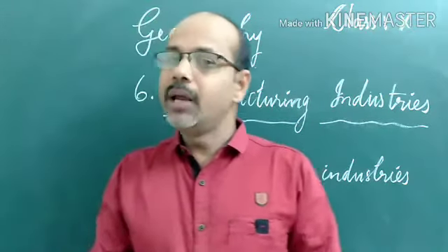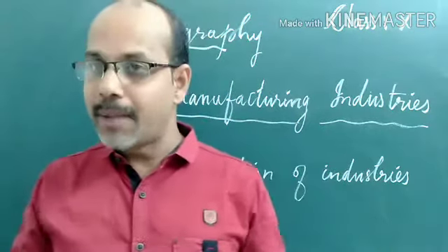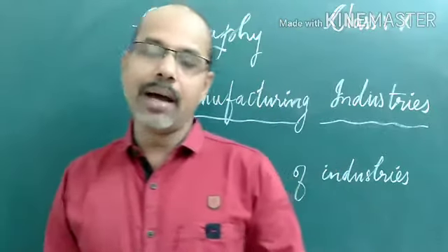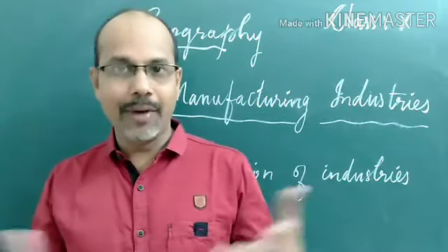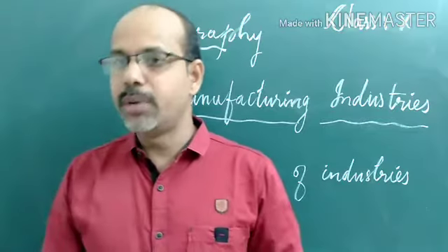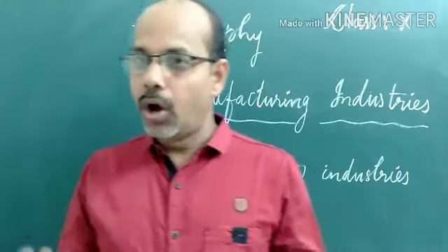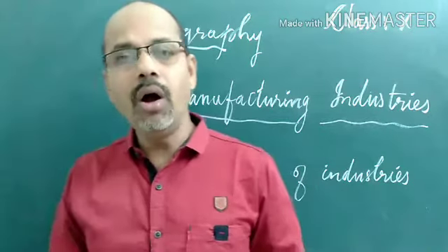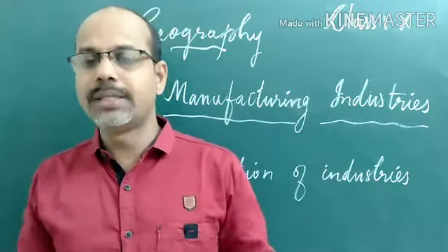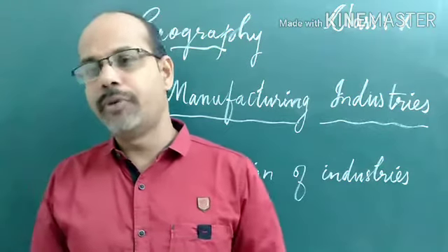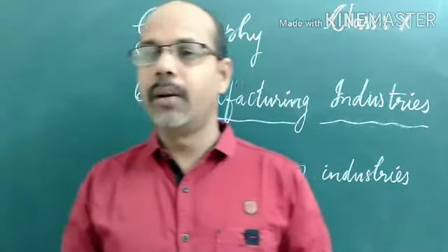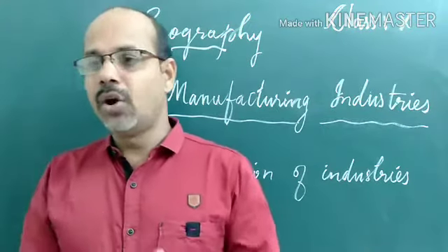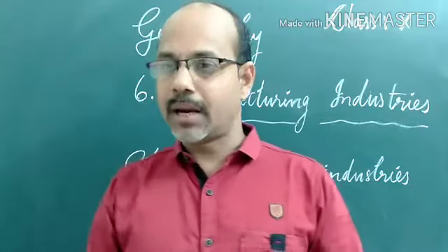We know there are many different types of products which are manufactured and available in the markets, which we use in our daily life, like toothpaste, vegetable oil, cement, electric bulbs, medicines, etc. How are these produced, or in which type of industries are these manufactured? Industries are classified based on many different factors.